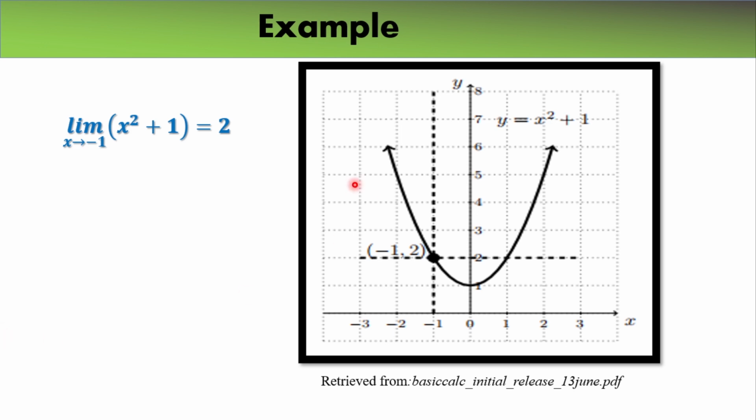So, let's try to evaluate the limit of x squared plus 1 as x approaches negative 1 using the graph. Kanina, ang ginawa natin sa table ay nag-provide tayo ng mga values ng x which are coming from the left of negative 1 and coming from the right of negative 1.